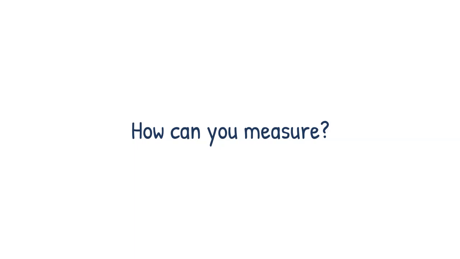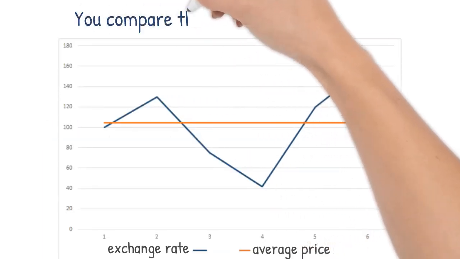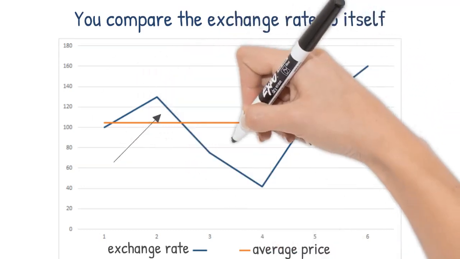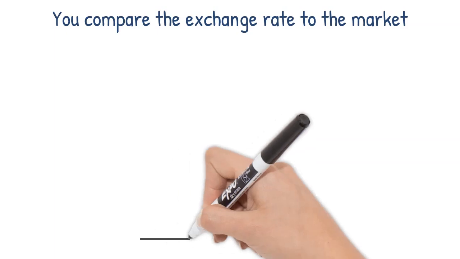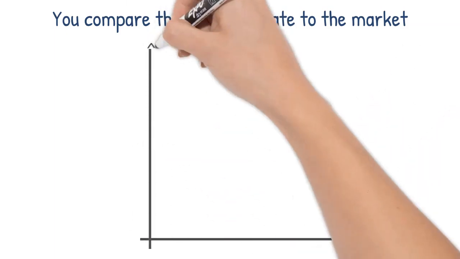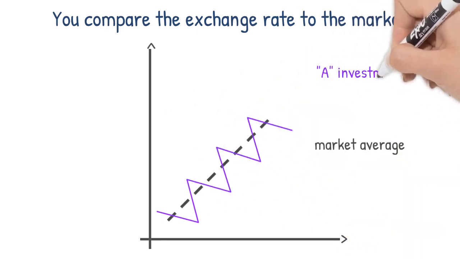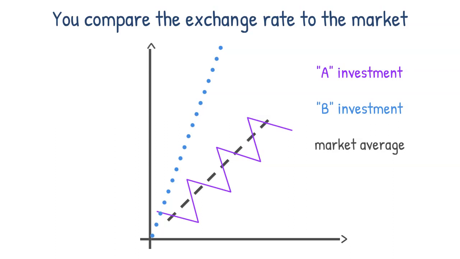Let's see how you can measure exchange rate movement. One way to measure is to compare the exchange rate to itself. The standard deviation is suitable for this, which shows the deviation from the average level of the exchange rate. In addition, the square of the standard deviation, called the variance, is also used. Another way to measure is to compare it to the market. Then you look at how much and in what direction the value of your investment will change if the market moves 1%. For stocks, beta shows it, and for bonds, duration does you a good service.